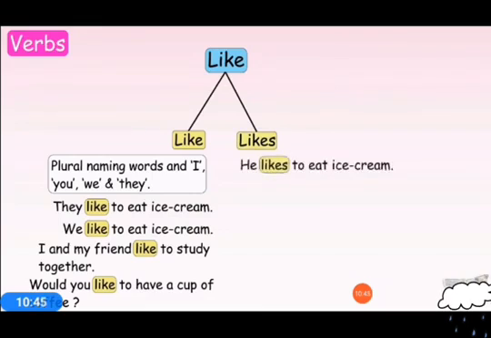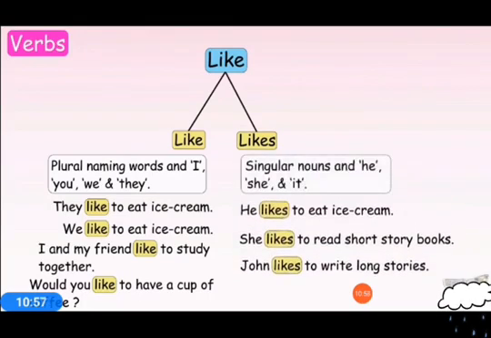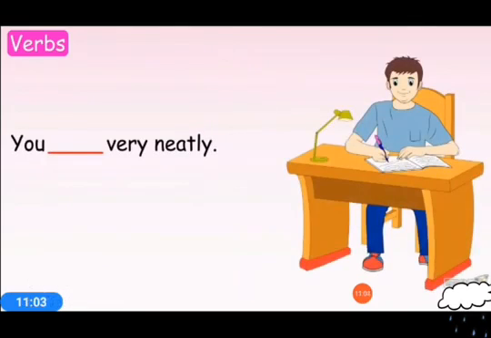Now let's see the usage of likes. He likes to eat ice cream. She likes to read story books. John likes to write long stories. So we use likes with singular naming words and with he, she and it.